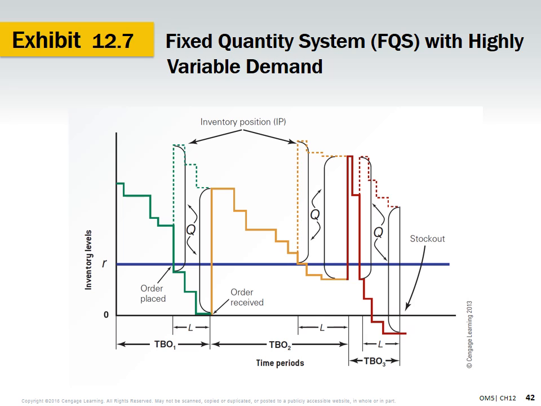A different variant to that, we still have the fixed quantity system with highly variable demand. What this is telling us is that once we hit below a certain inventory level, we place our order. So that's really going to be the important point. We're doing good, we're doing good, uh-oh, we're out of a certain good. Let's place a particular order, and that order is going to be the lead time demand plus some amount of safety stock.